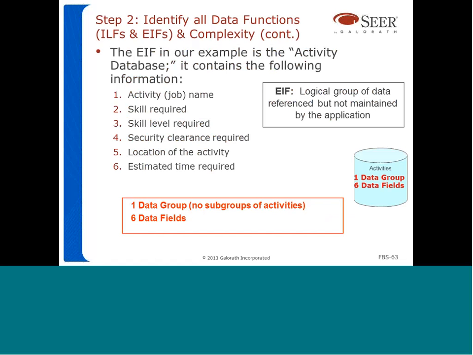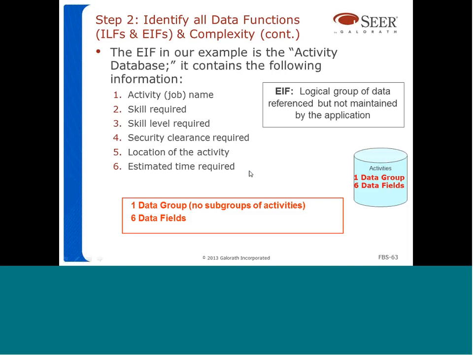The other data file is the activities data file. Remember, this is an external data file because we said that the activities are maintained externally to the application. They could be maintained in Project Server or Microsoft Project, for example. But we have to count the file and rate its complexity. In this case, the EIF, this activities file, is going to have activity name, skill required, skill level required, security clearance required, location of the activity, and estimated time required. These are the fields of information stored in this file. And we do not identify any additional data groups, so it's just one single data group.